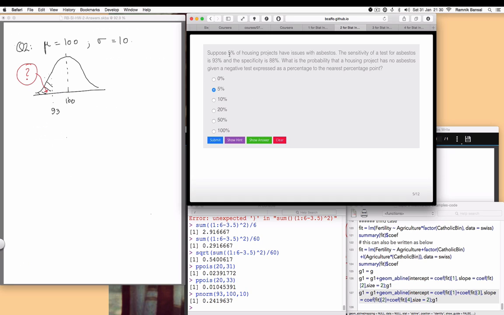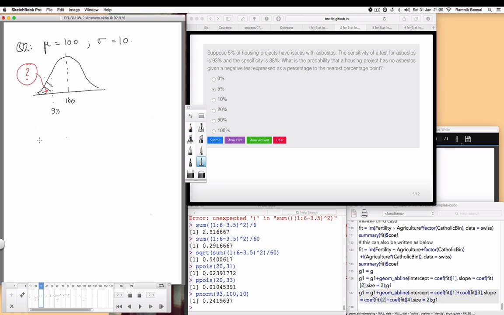So suppose 5% of the housing projects have issues with asbestos. Now this is an interesting question, all right? So basically you use asbestos as a material and there's a problem with that. Now the sensitivity of a test for asbestos is 93% and specificity is 88%. Now, how are sensitivity and specificity defined? Let's look at it.